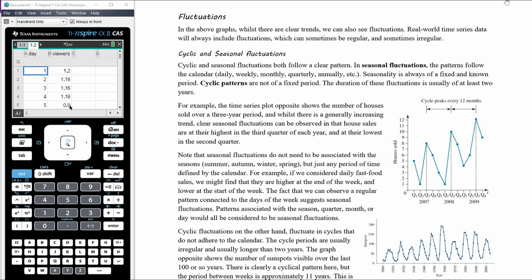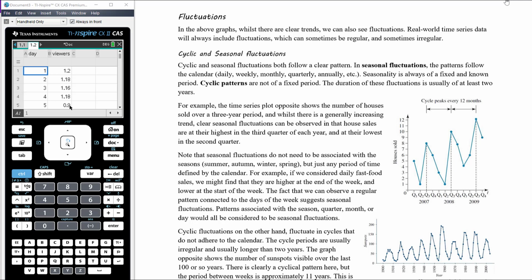We can also have cyclic patterns, and that would be where there are patterns, but they're not tied to a clear calendar pattern. Okay, so they're not days, weeks, months, years. Generally speaking, cyclic patterns might not be of a fixed period. So, for example, you might see one cycle happen over the first 5 years, and then the same cycle repeats, but stretches out over to the next 8 years. But you're seeing cycles of sales or whatever your data's about happening.